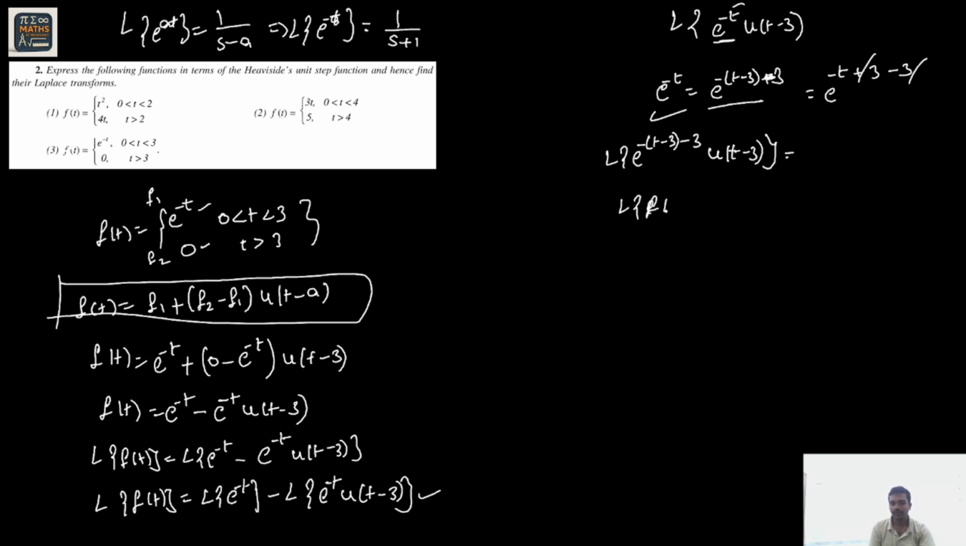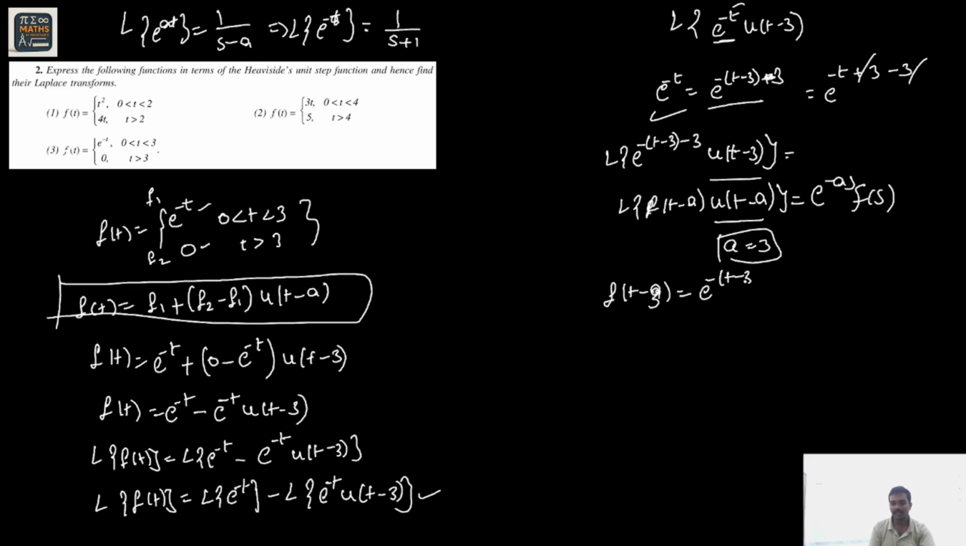Compare this term with Laplace of f of t minus a into u of t minus a, whose value is e power minus as into f of s. Comparing these two terms, we get a is equal to 3, and f of t minus 3 is equal to e power minus of t minus 3 minus 3. We write this term as e power minus of t minus 3 into e power minus 3, by using the property a power m into a power n is equal to a power m plus n.